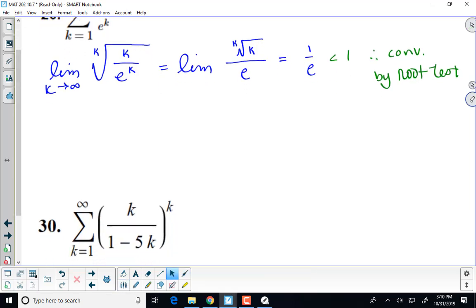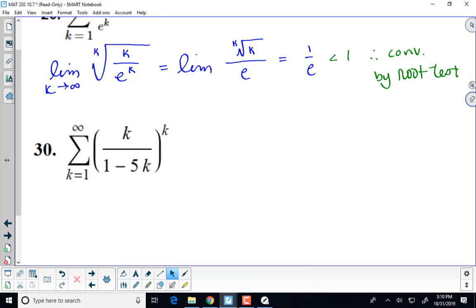Can you see whether this one converges or diverges? Do you think in your head about the root test? What do you think happens? So let's do the math. We're going to take the limit of the k-th root.